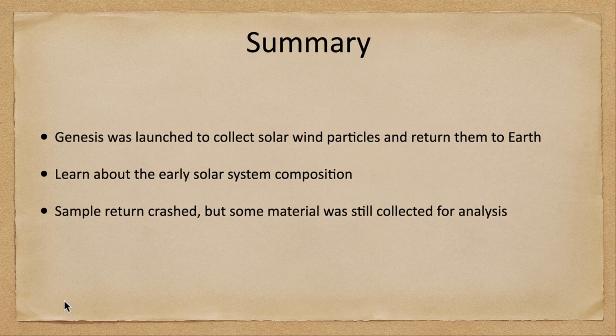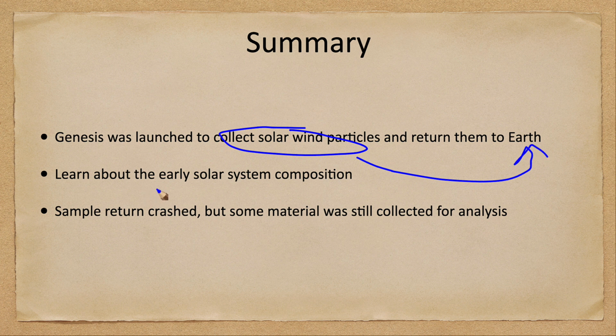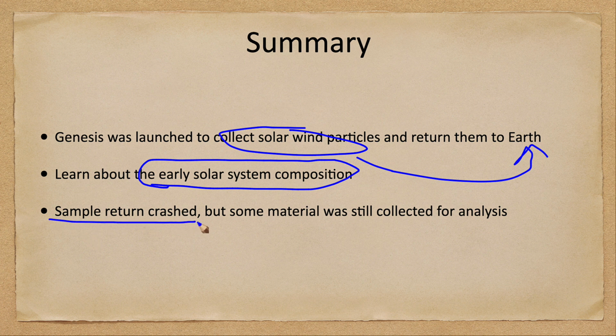So let's go ahead and finish up here with our summary. What we've looked at today is the Genesis spacecraft launched to collect solar wind particles and then return them to Earth. We get to learn about the early solar system composition and the material that originally made up the planets 4.5 billion years ago. Unfortunately, the sample return crashed, some was damaged, but at least some material was still collected and is able to be analyzed. So that concludes this discussion on the Genesis spacecraft.